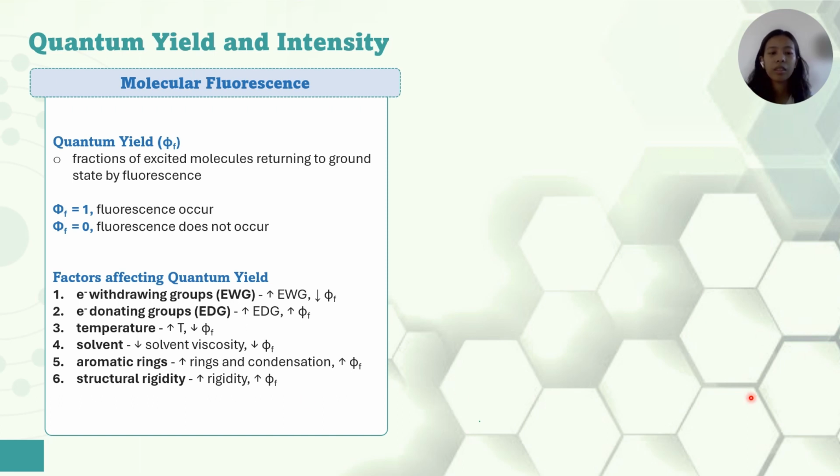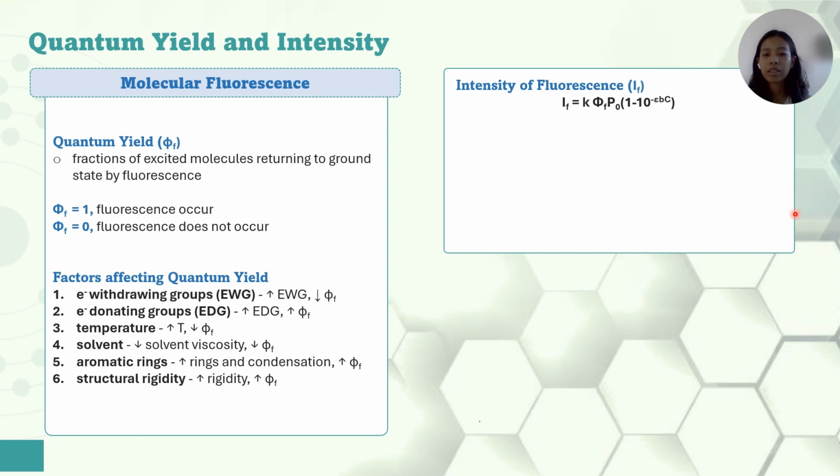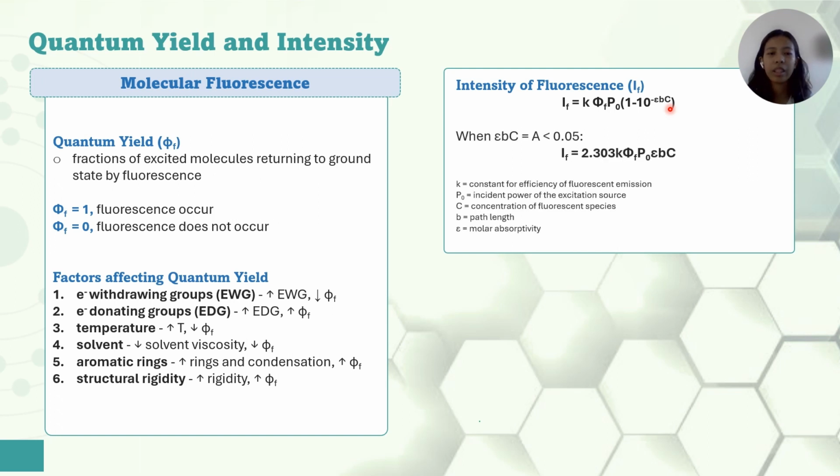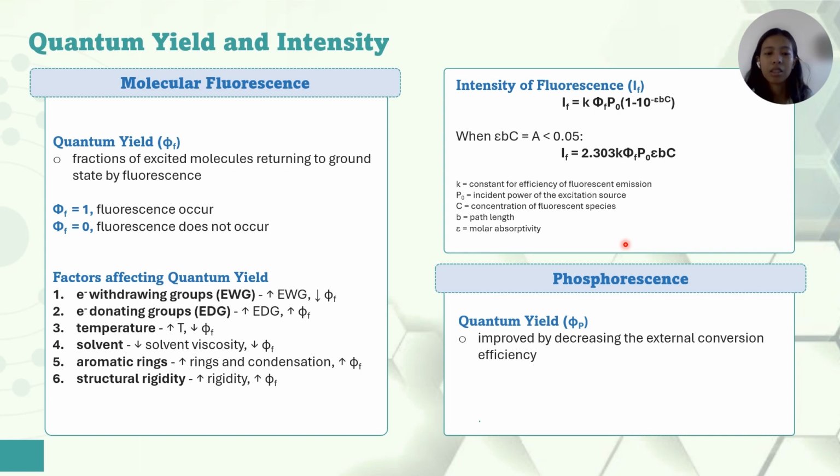So the intensity of fluorescence is given by this equation, wherein when the absorbance is less than 0.05, the equation can be expressed as this. We can see the linear relationship between the intensity of fluorescence and the constant for efficiency of fluorescent emission, the quantum yield, incident power of the excitation source, concentration of fluorescent species, path length, and molar absorptivity. For phosphorescence, its quantum yield is improved by decreasing the external conversion efficiency. And its intensity of phosphorescence is similar to that of the intensity of fluorescence.